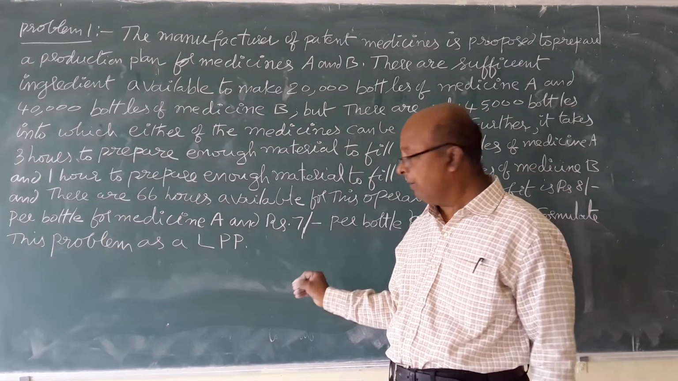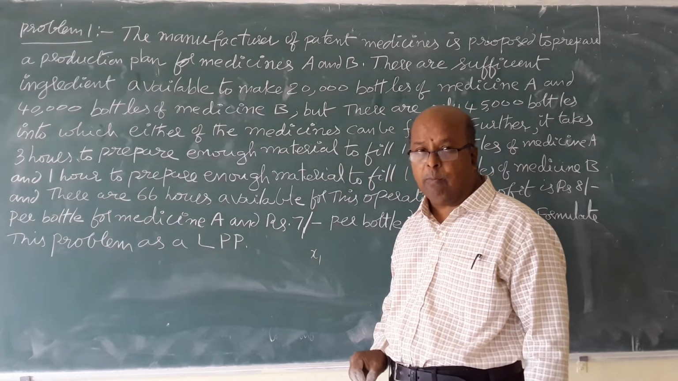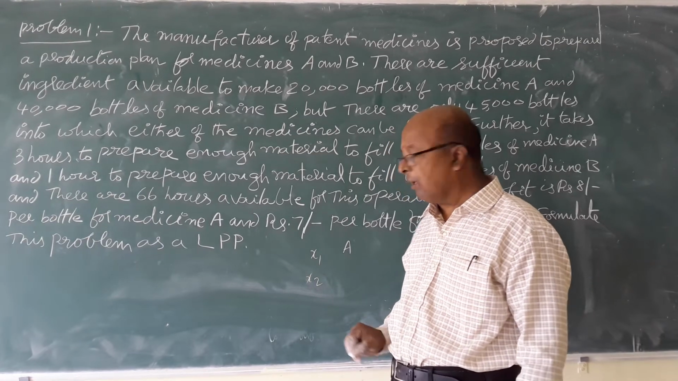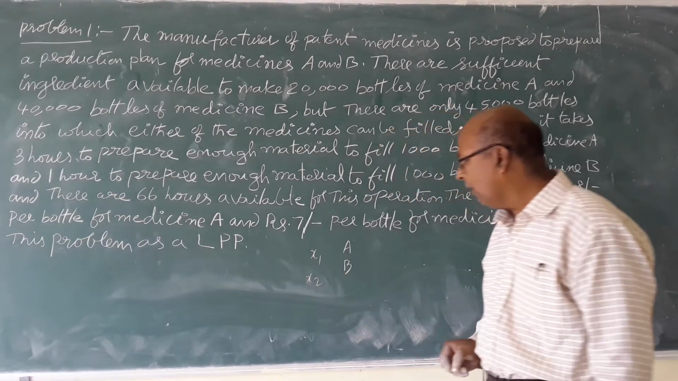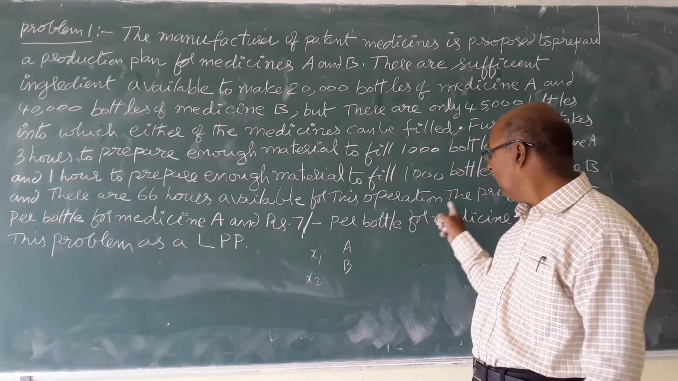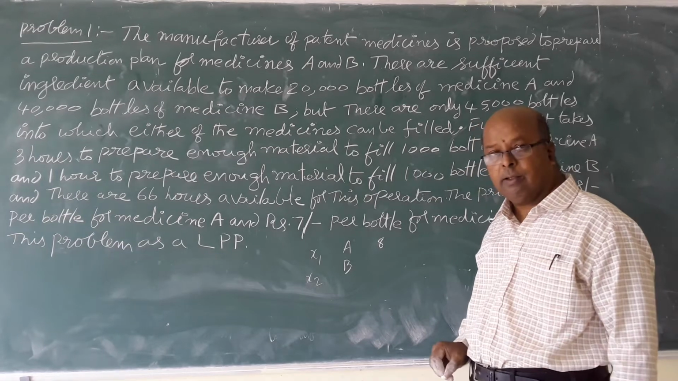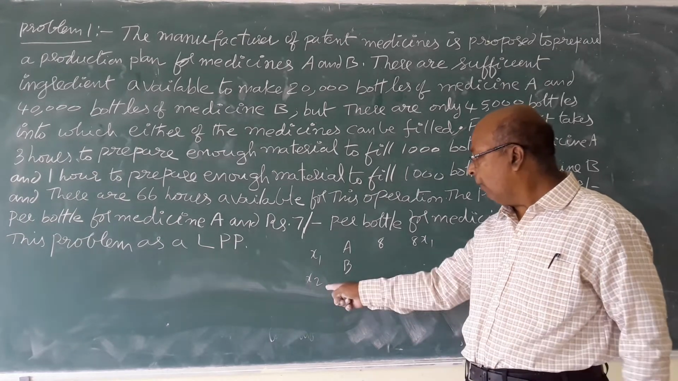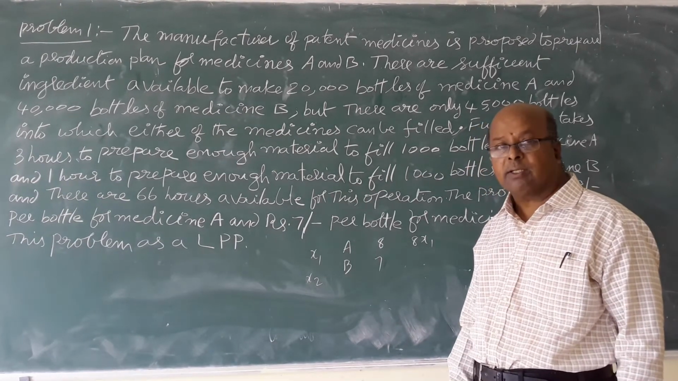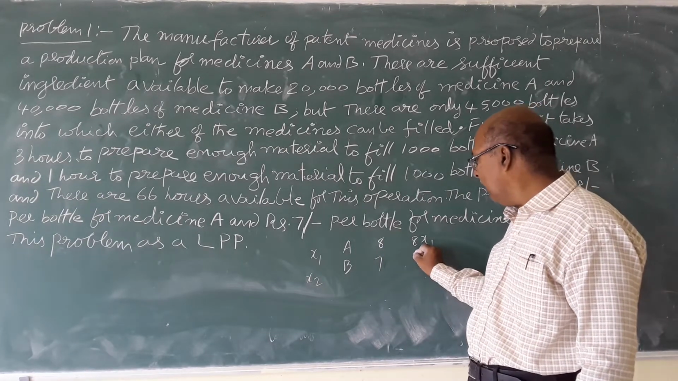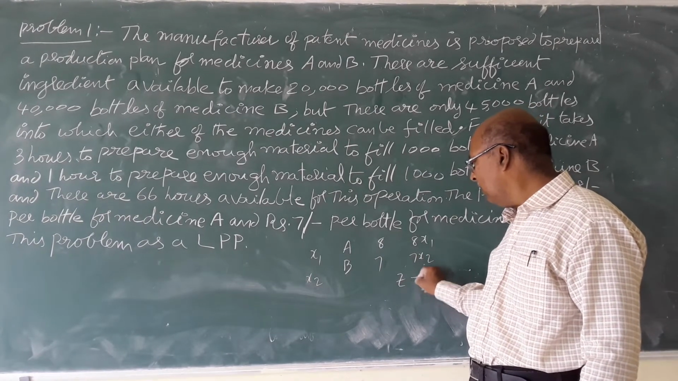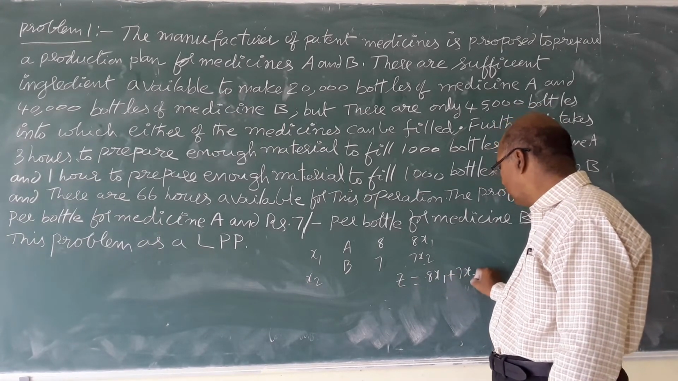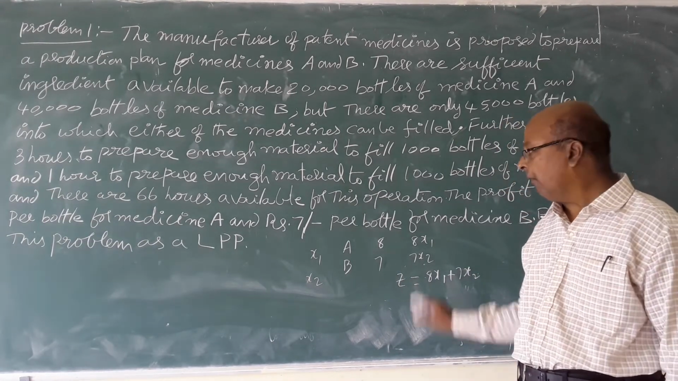Rough graph, look here. Let X1 be the number of bottles of medicine A, and X2 the number of bottles of medicine B. Per bottle, medicine A costs 8 rupees, so for X1 bottles this is 8x1. Per bottle, medicine B costs 7 rupees, so for X2 bottles, 7x2. Total cost is our objective function, equal to 8x1 plus 7x2. This is our objective function.